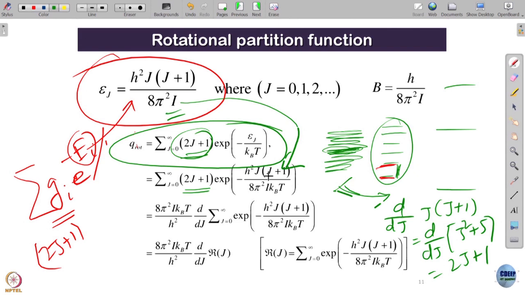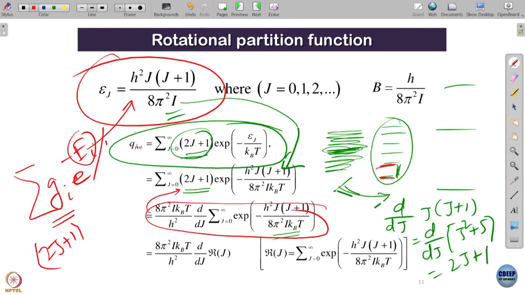So then, okay, be a little smart, I do d by dJ, but however that brings out many other quantities, 8 pi square I k_B T by h square, so I have to cancel them. So I put them in the form 8 pi square I k_B T by h square. This quantity is the same as this quantity. But that has been very nice, I made some progress.